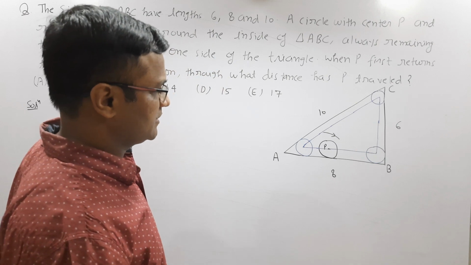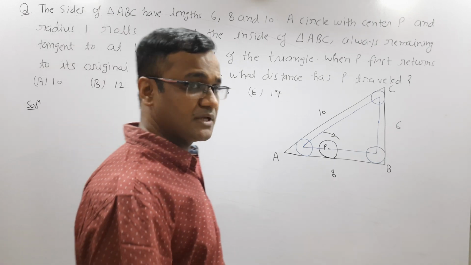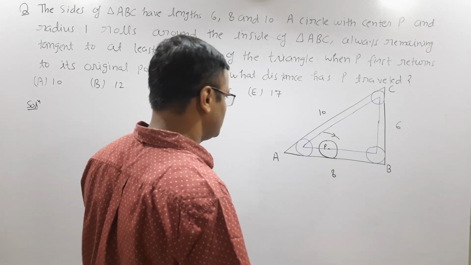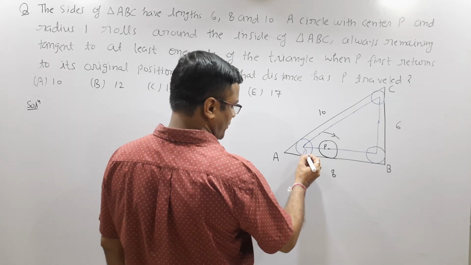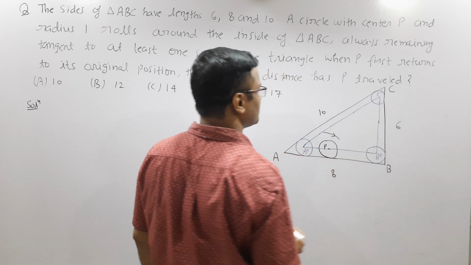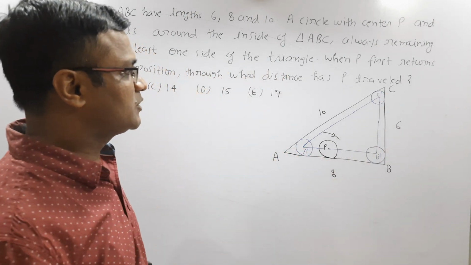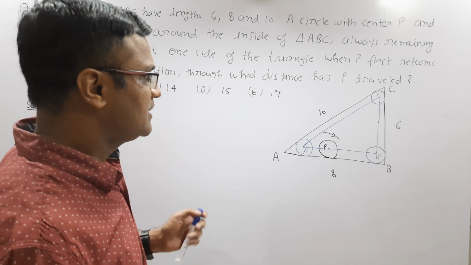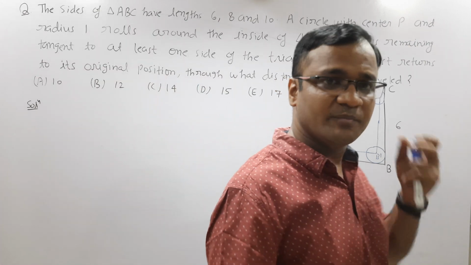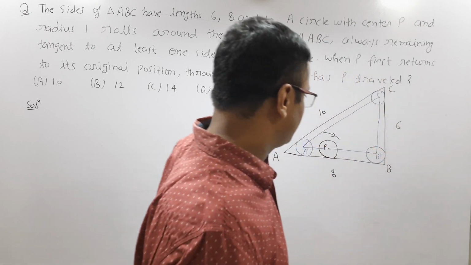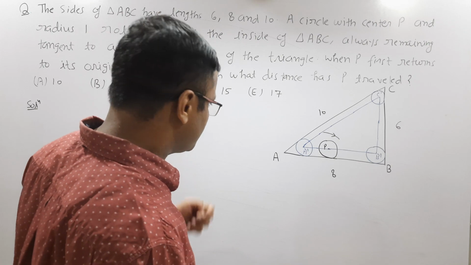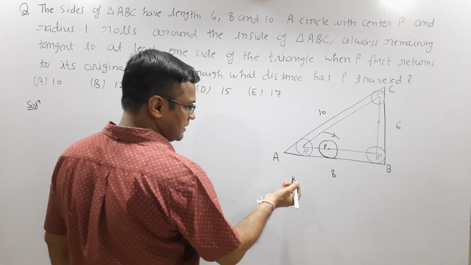This is actually the path traced by the center of the circle when the circle rolls on the sides of the triangle. Okay, suppose this point is A prime, this is B prime, and this point is C prime. And here you have to find out the total distance traveled by the center. It means you have to find out the perimeter of this new triangle A prime B prime C prime. Okay, so what can we do if we start with this position?